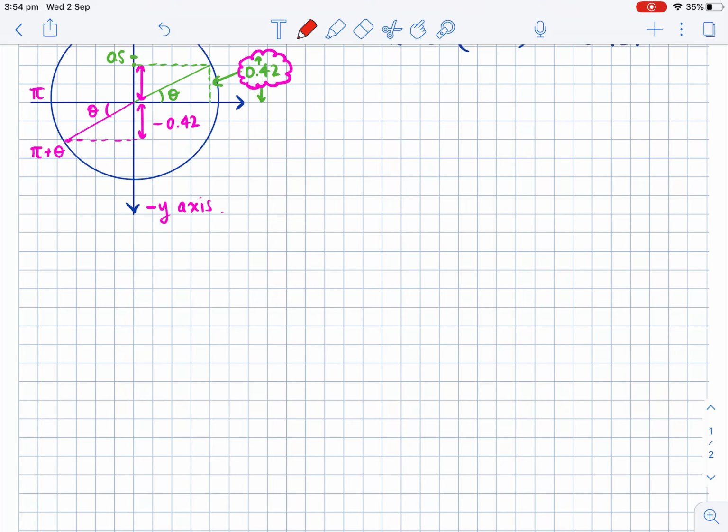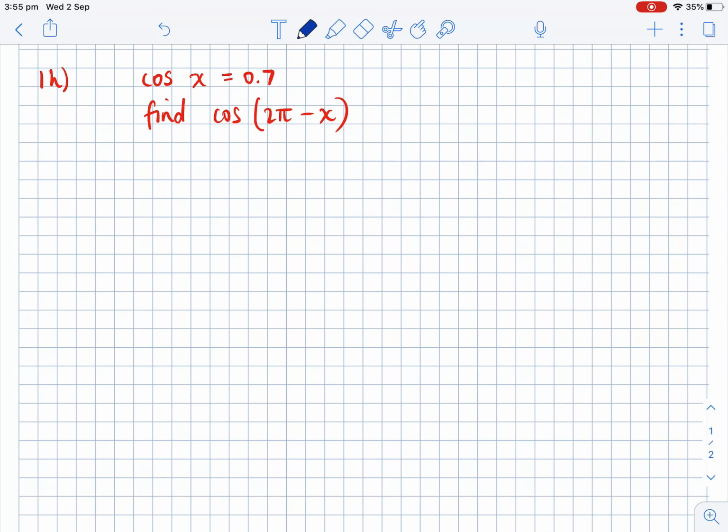The second question, let's do cos of 2 pi minus x. So part H, question 1H. Again, not writing out the whole question, the short version is that cos x equals 0.7, and they want me to find cos of 2 pi minus x. Okay, let's start with cos x equals 0.7. Let's start with that part.